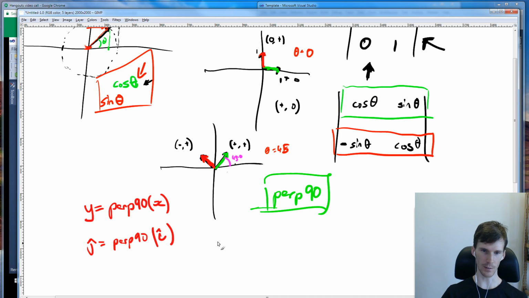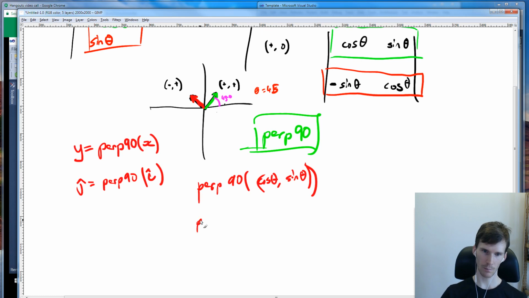And what you find then is if you say perp 90 of cos theta, sine theta, you remember that our perp 90 function was just perp. Right. Yep. You remember that basically if you apply the perp 90 function, it's like negative of the y-axis is the x-axis. Yeah. So it's like negative y, sine, positive x. Yeah, that's right. Cos theta.